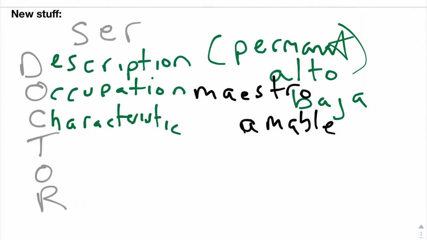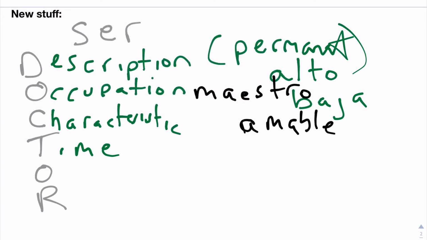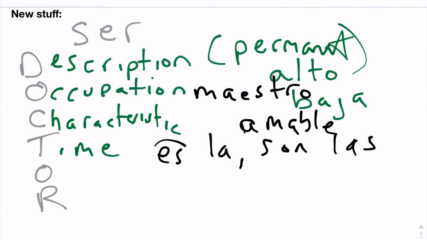T stands for time. Are we talking about the time? You've been taught the lesson on time on multiple occasions, and you start with es la or son las. And when you use those, that's telling us it's your time. Remember, es la is used with una, and son las is used with everything else.